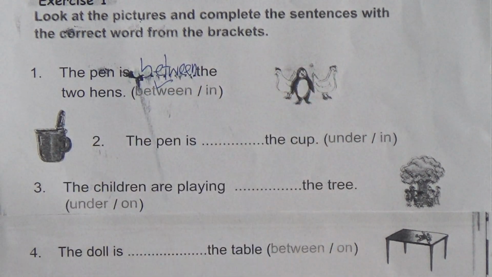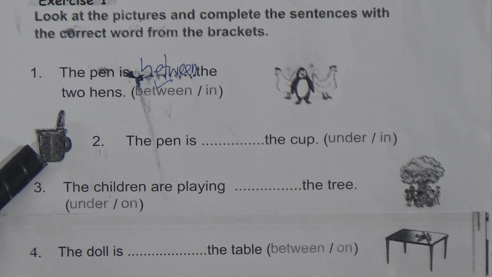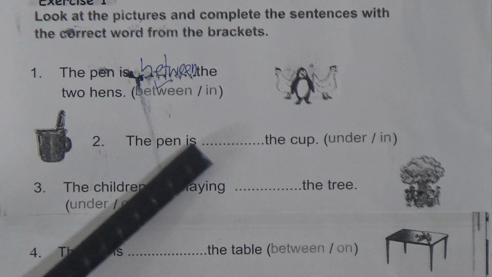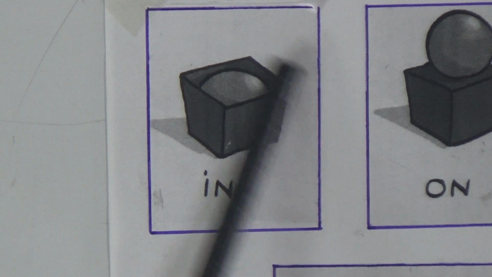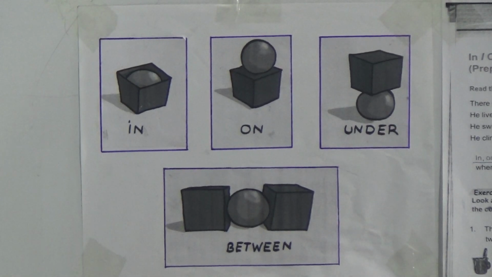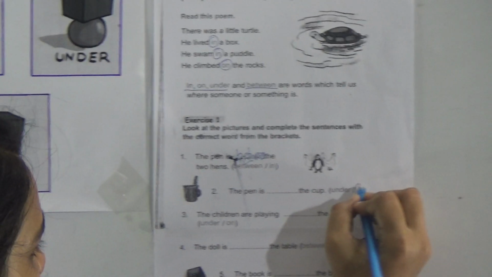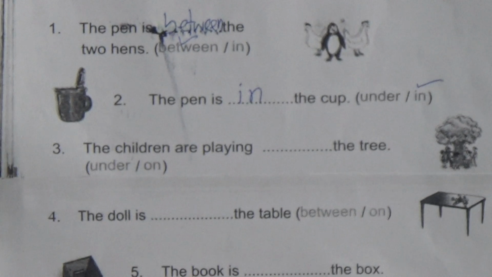It will be our answer. Now look at the second picture. There is a cup and inside it there is a pen. The pen is dash the cup, and the options are under or in. So now look at the first picture. If you find something or someone is inside of something, what will you write? We use in. So our answer is the pen is in the cup.